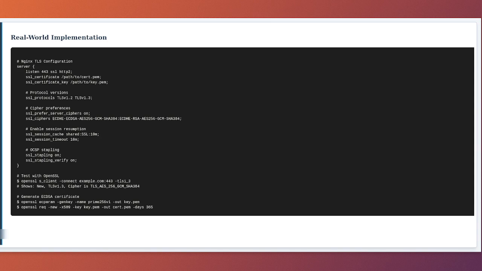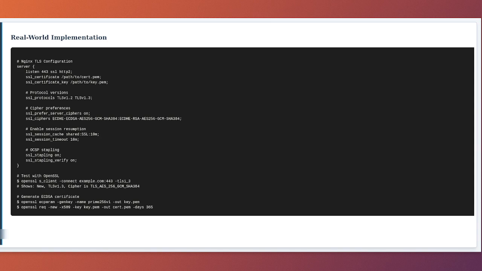For checking what ciphers a server supports, openssl s_client -connect example.com:443 -cipher ECDHE-RSA-AES256-GCM-SHA384 tests if a specific cipher is available. Certificate generation often trips people up.